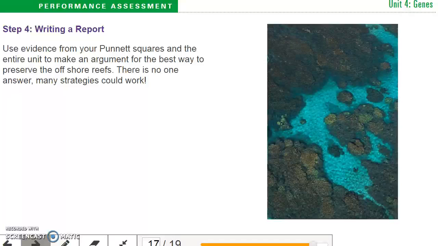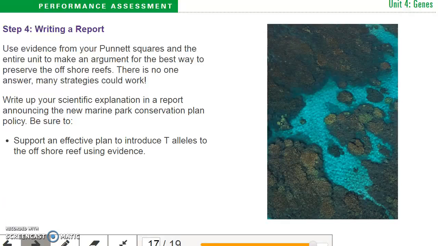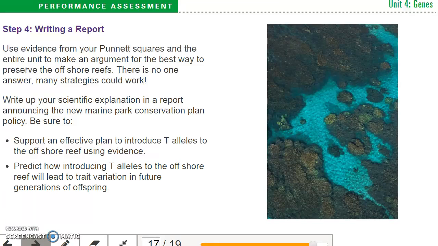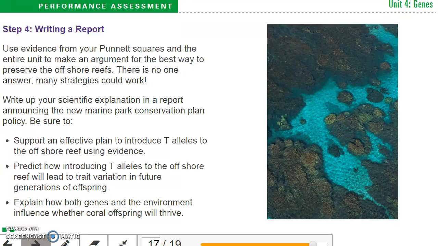Step 4. Use evidence from your Punnett squares and the entire unit to make an argument for the best way to preserve the offshore reefs. There's no one answer. Many strategies could work. So write up your scientific explanation in a report and be sure to support an effective plan to introduce dominant T alleles to the offshore reef using evidence. Predict how introducing dominant T alleles to the offshore reef will lead to trait variation in future generations of offspring. And explain how both genes and the environment influence whether coral offspring will thrive.